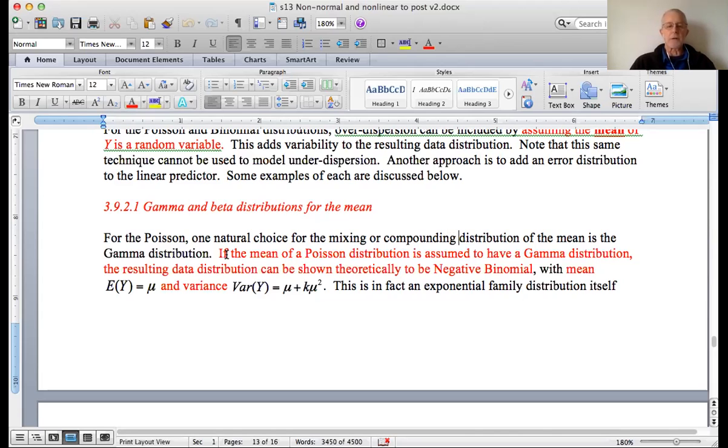A better way to think of it is that it's a Poisson distribution where the mean is allowed to be a random variable. If the mean is assumed to have a gamma distribution, then the resulting compound distribution is a negative binomial. And if you parameterize it that way, the mean is mu and the variance is mu plus k mu squared. Okay, everybody get that idea?